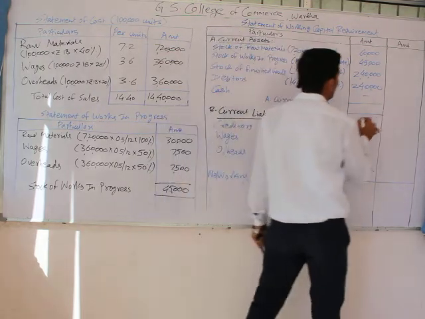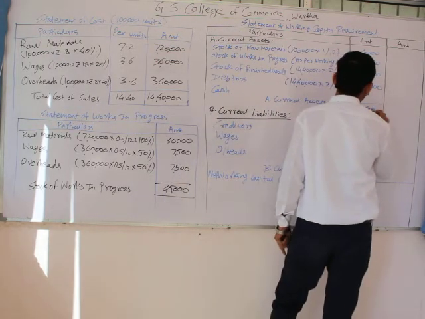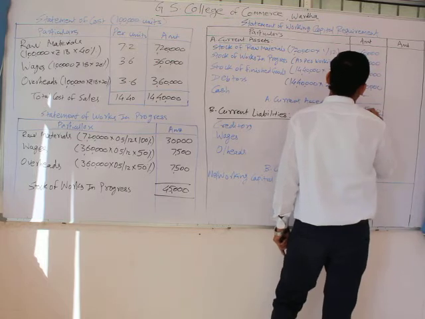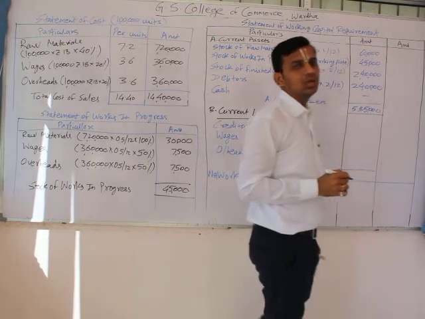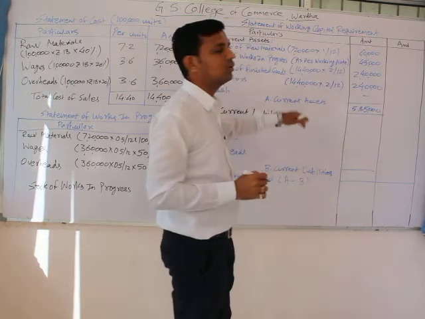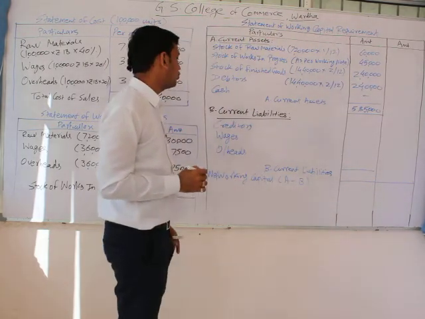Now we can make the total of it. 5,85,000 is the total of current assets. These current assets are called gross working capital.